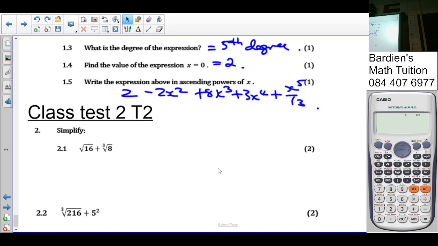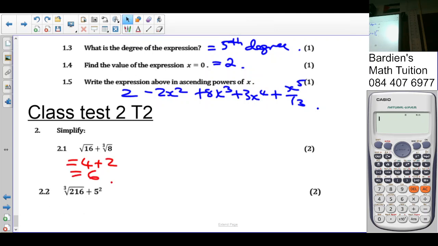Here the question says simplify. You've got the square root of 16. So a number times a number is 16. What's the number? 4. So it's going to be 4 plus the cube root of 8. A number times a number times a number is 8. What's the number? 2. What's 4 plus 2? 6.